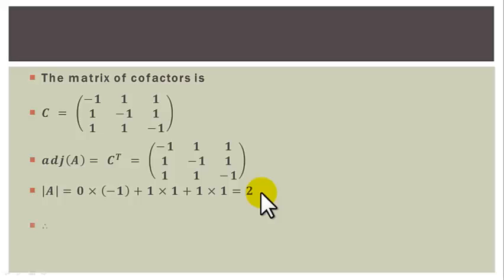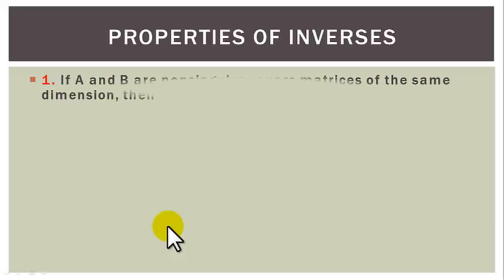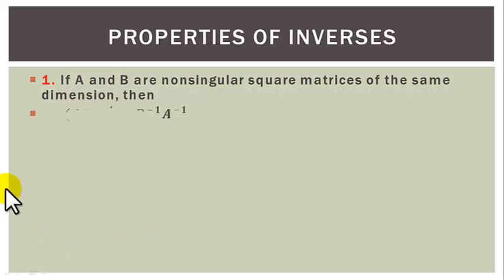Therefore, the inverse of A is equal to 1 all over the determinant, that's 1 all over 2, times the adjoint of A. Let us now look at the properties of the inverse of a matrix. Property 1. If A and B are non-singular square matrices of the same dimension, then the inverse of AB is equal to B inverse times A inverse.